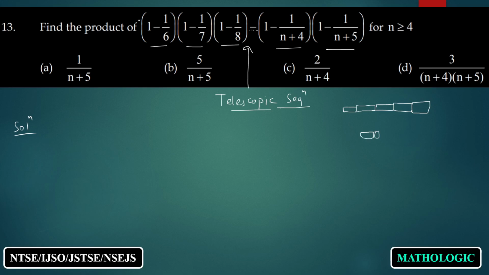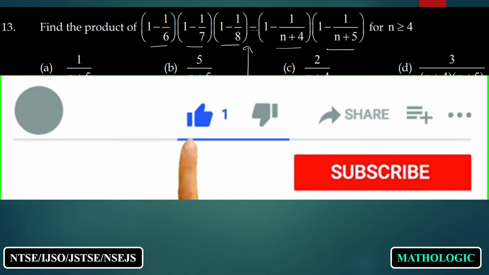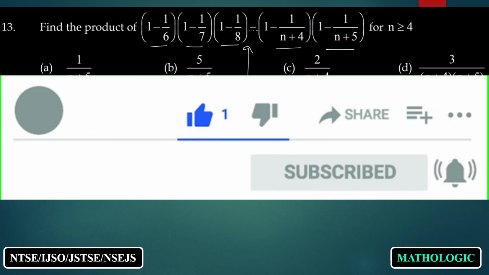Okay, so solve this first bracket. We will get 1 minus 1 over 6, which is 6 minus 1 over 6, meaning 5 by 6 from the first bracket, and the next bracket will give us 7 minus 1, which is 6 over 7. The next bracket will give us 8 minus 1, which is 7 by 8, and the next brackets will give terms like this one, which gives n plus 4 minus 1, which is n plus 3 divided by n plus 4, and the last bracket will give us n plus 5 minus 1, which is n plus 4 divided by n plus 5.